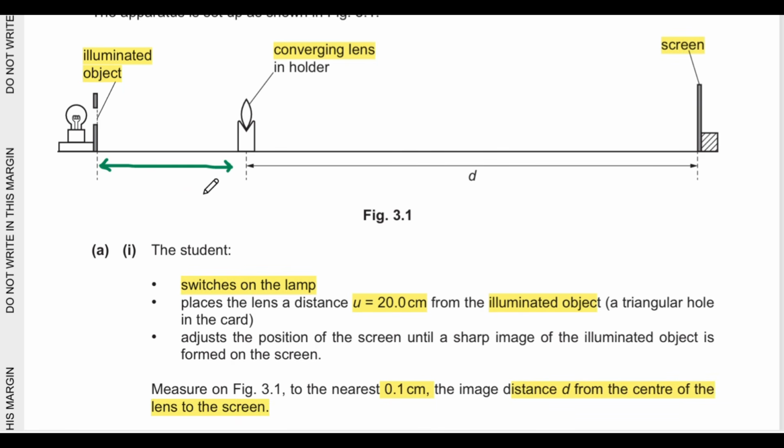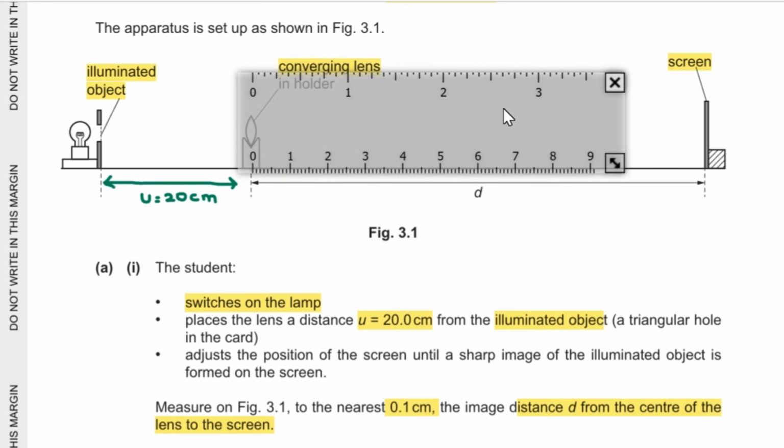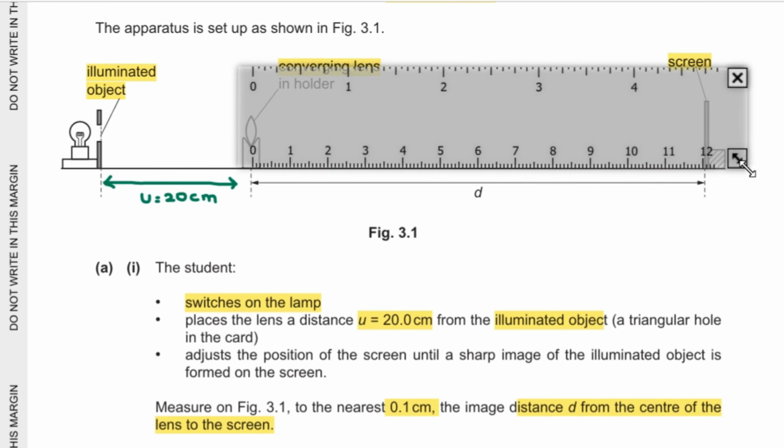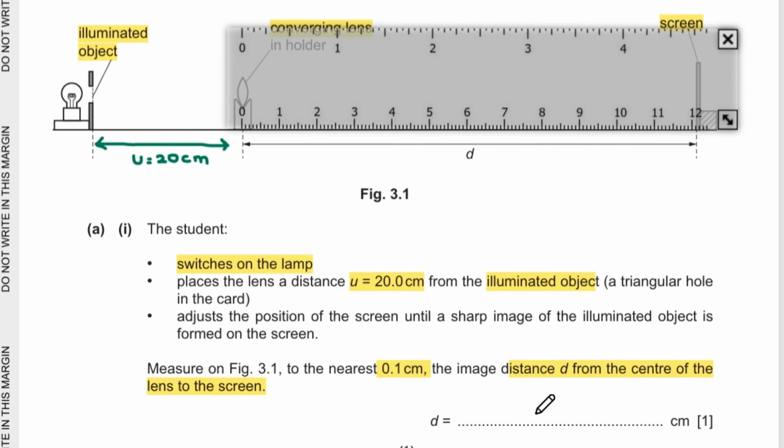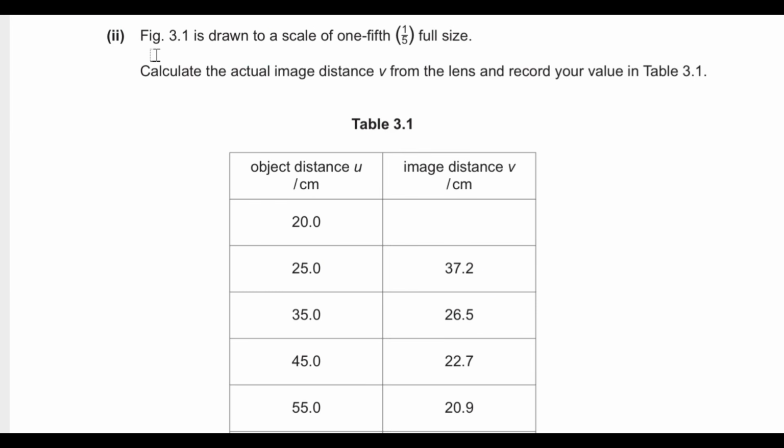Now the distance that is already provided is this distance from the illuminated object to the lens, which is 20 centimeter, and we have to measure this distance from the lens to the screen, and this nearly appears to be 12.1 centimeter. Second part says figure 3.1 is drawn to a scale of 1/5 of full size. Calculate the actual image distance V from the lens and record your value in 3.1.